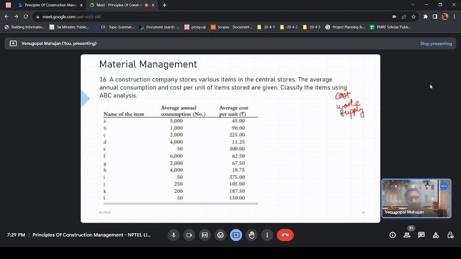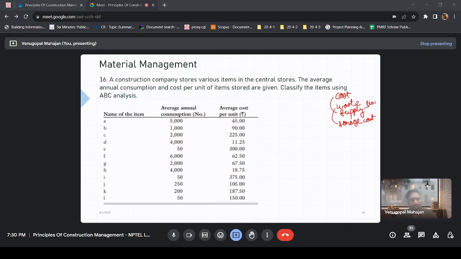Anything else? To reach the estimated price. Okay, estimated price. Again, we are linking with cost. Yeah. Reduce storage costs. Yeah, definitely, we have to reduce the storage cost. Also reduce wastage of materials. Okay, wastage. Timely availability. I guess that is included in supply. Okay, anything else?